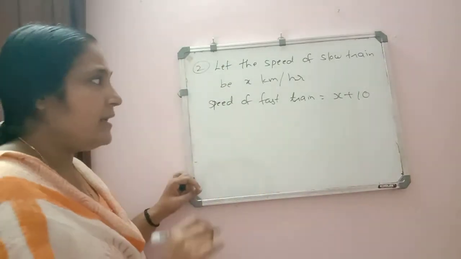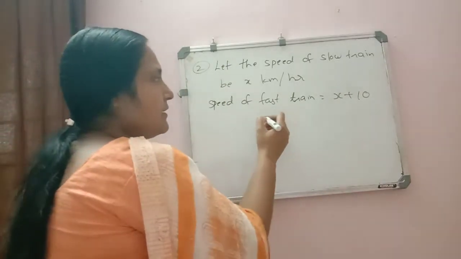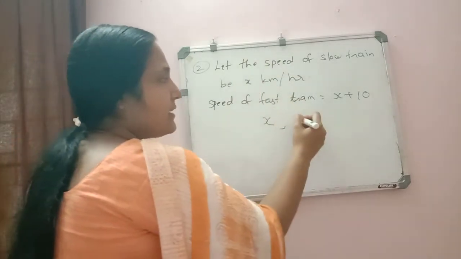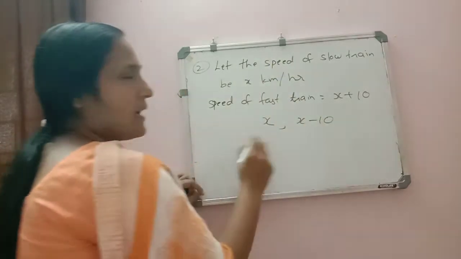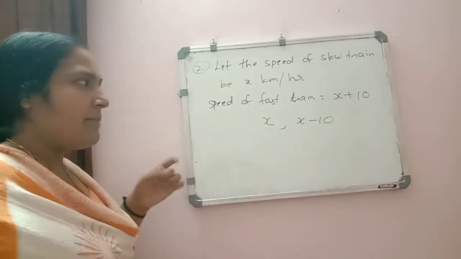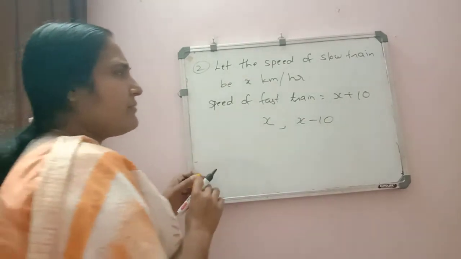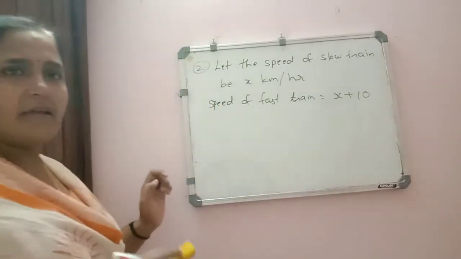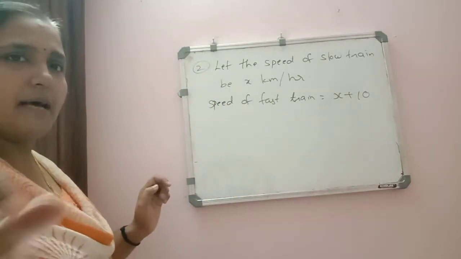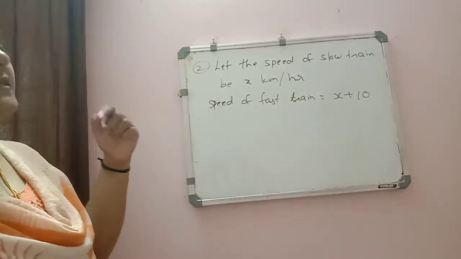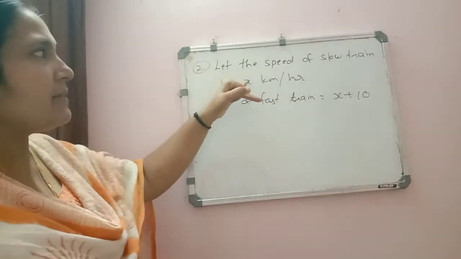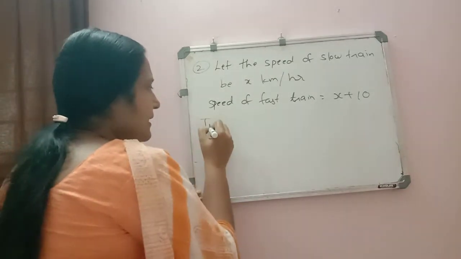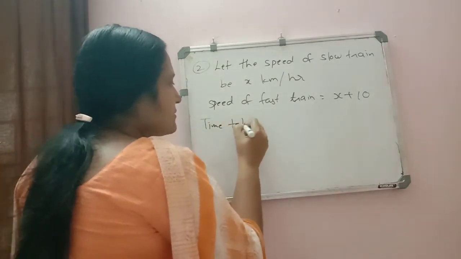In this question only, if you want to take the speed of fast train as x, then speed of slower train will be equal to x minus 10. It depends on you. Minus I haven't taken because whenever minus sign will come, sometimes confusion will come. That's why I have taken x plus 10. So in both the cases, we will check what will be the time taken by slow train and the time taken by fast train. So we'll write there time taken by slow train.